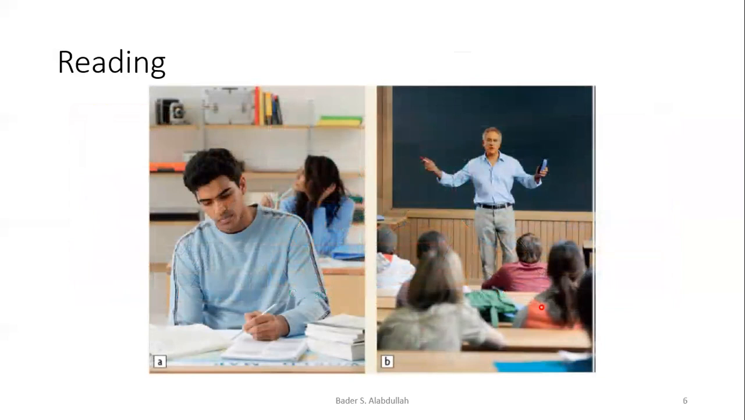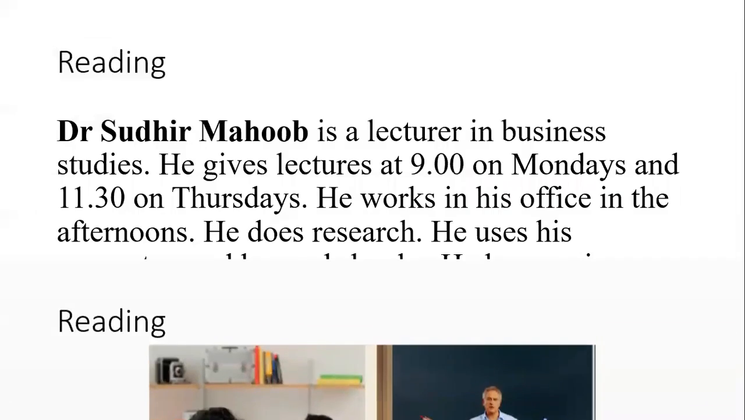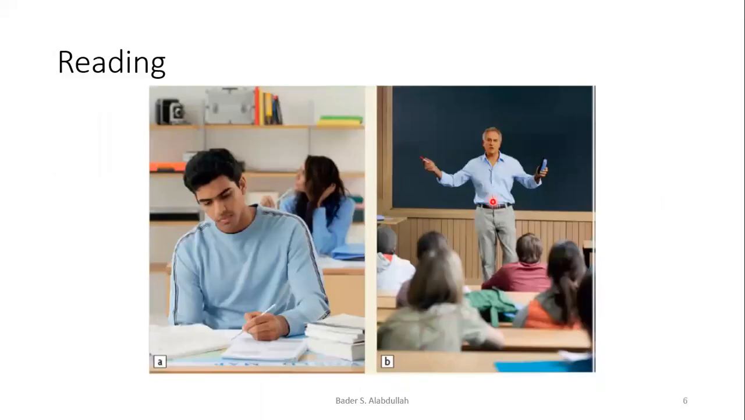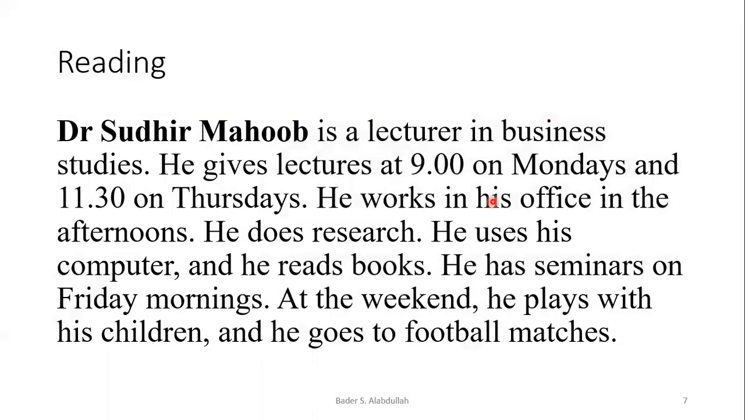All right, so let's look at those pictures. Just by looking at them, we suspect that these are two students, and this one is a lecturer, maybe a university lecturer, a doctor or something. So just by looking at them, we know that they are in a classroom. Okay, now if you want, you can look at the text and we can correlate between the text and the photos. So these are the photos and this is the text.